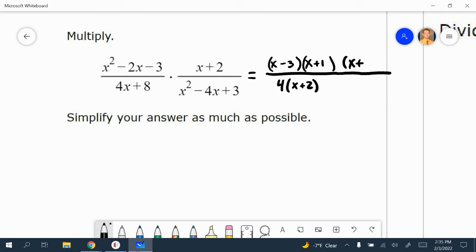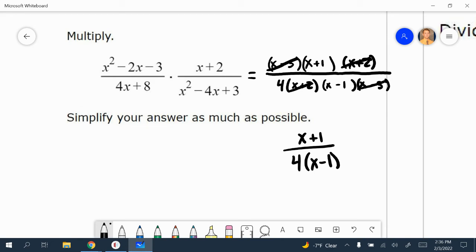So that x plus 2 is still up there. And then on the bottom, I'm going to factor that as well. So I'll have two numbers that multiply to give me 3 and add to give me -4 would be -1 and -3. And then I just got to look to see what cancels. This cancels with this. This cancels with this. I'll be left with x plus 1 over 4x minus 1. Just like that.